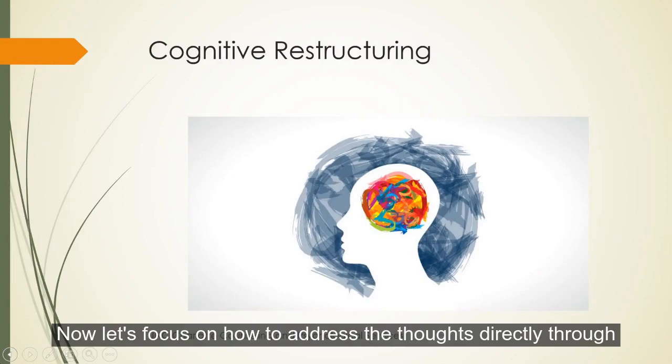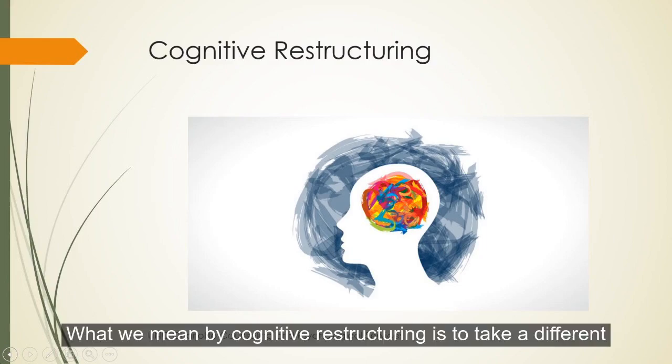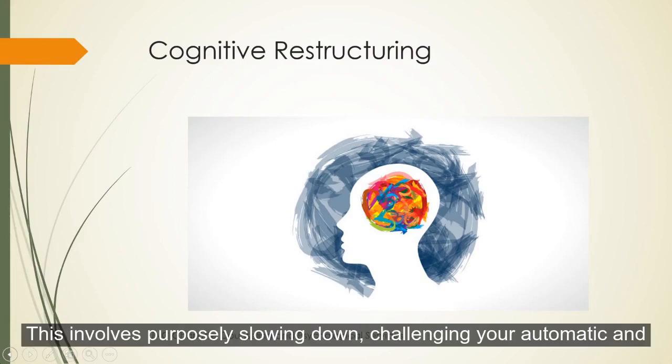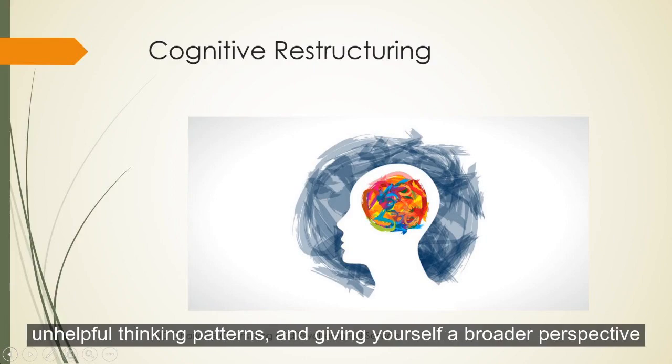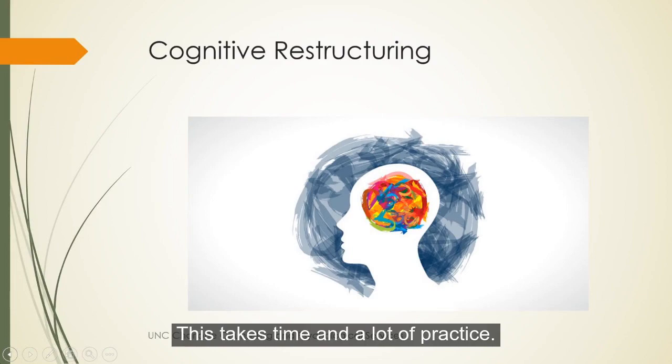Okay, now let's focus on how to address the thoughts directly through cognitive restructuring. What we mean by cognitive restructuring is to take a different thinking approach to the anxiety-provoking situation. This involves purposefully slowing down, challenging your automatic and unhelpful thinking patterns, and giving yourself a broader perspective on the situation. This takes time and lots of practice, so be patient with yourself.